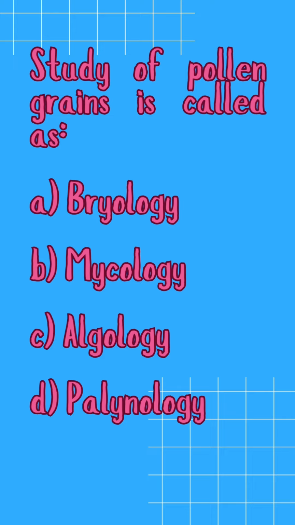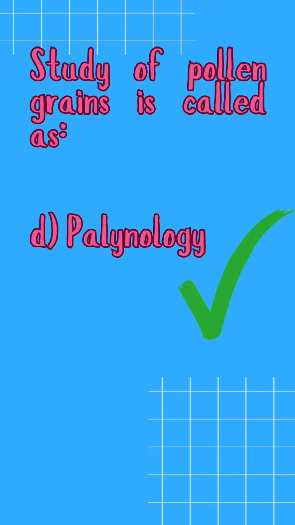From the options itself, you can understand that bryology is the study of bryophytes, right? Mycology is the study of fungi, and algology is the study of algae. So all these three options A, B, C are ruled out, and we are left with only one option, that is pollinology. So obviously the correct answer will be option D, pollinology, which is the study of pollen grains. You can connect it with PP: pollinology, P, and pollen grains, P.